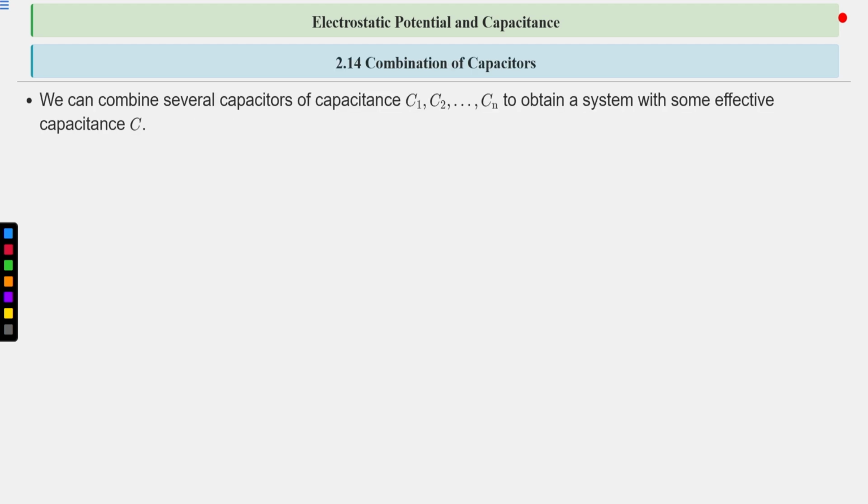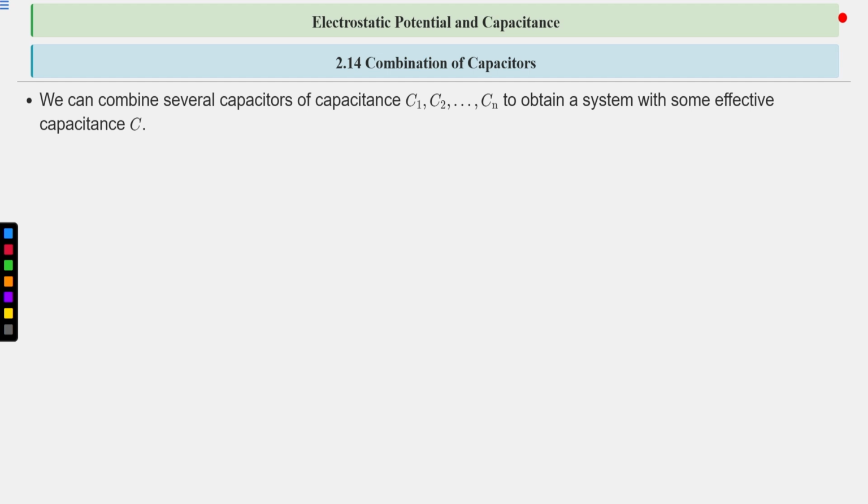We can combine several capacitors of capacitance C1, C2 up to Cn. So what is a combination of capacitors? If we have capacitors of capacitance C1 and C2, and we want more capacitance than these two, or less capacitance than these two, or a capacitance that is not equal to either but in between, that's why we combine several capacitors of capacitance C1, C2 up to Cn.